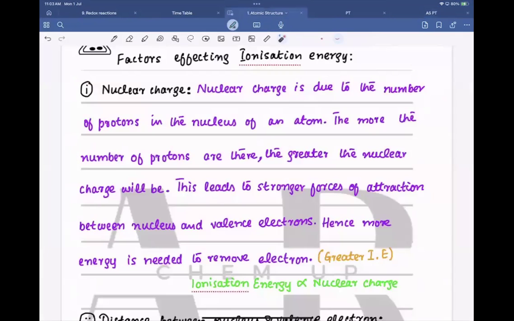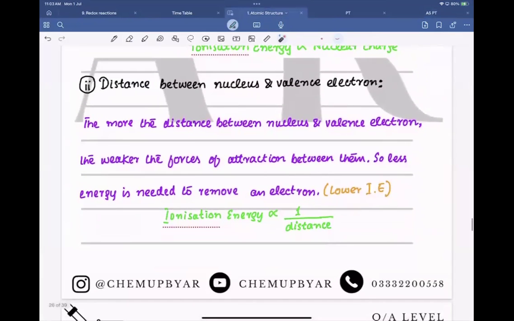Okay, so let's move to the other factors. Distance between the nucleus and the valence electron. It's very simple and understandable. The more the nucleus and the valence electron are away from each other, the weaker the forces of attraction between them. So the energy needed to remove an electron would be lower. So the ionization energy decreases, right? Yes, sir.